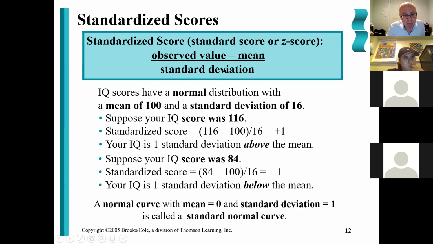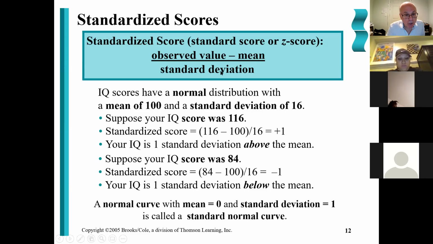For example, let's say the mean of a test is 100 and the standard deviation is 16. Suppose you scored 116 on this IQ test, then your standard score is going to be positive 1. How? Because 116 is the observed score. Subtract the mean, which is 100, that's 16, and divide by the standard deviation, which is 16. 16 divided by 16 is positive 1. Now, what does this positive 1 mean? What's the way of interpreting it?